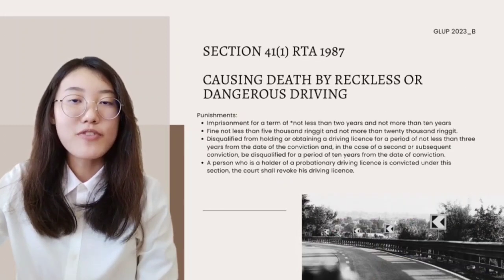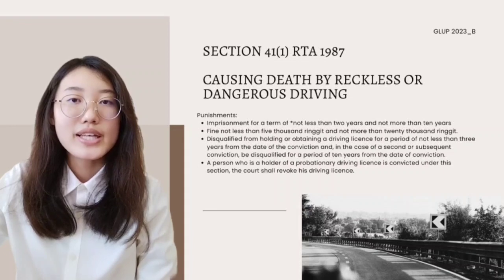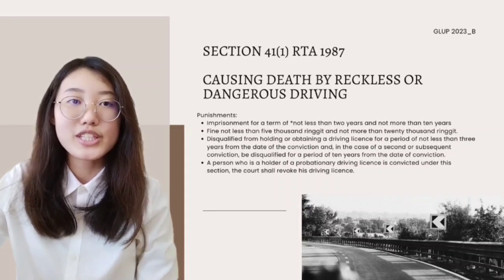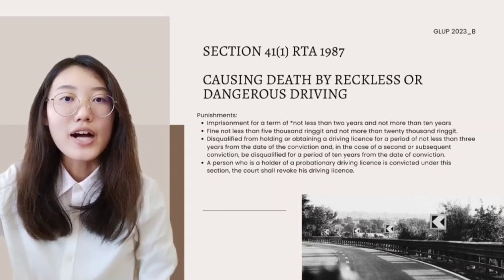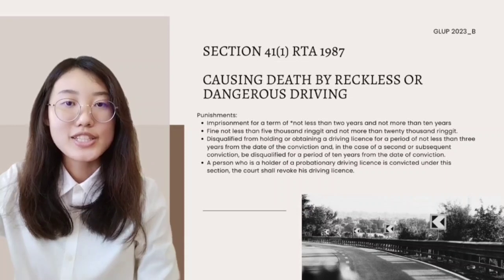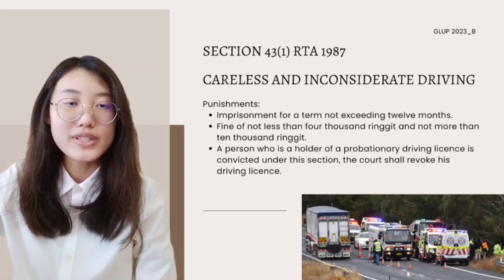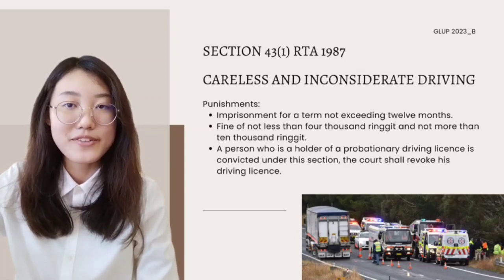The punishments for the offence, such as imprisonment, fine, and being disqualified from holding or obtaining a driving licence, are included in these sections. Both Section 41 and Section 42 explain reckless and dangerous driving, including all circumstances which are dangerous to the public. However, the difference between these two sections is that Section 41 must involve causing death due to the act. Section 43 elucidates a person who drives a motor vehicle on the road carelessly without reasonable consideration.